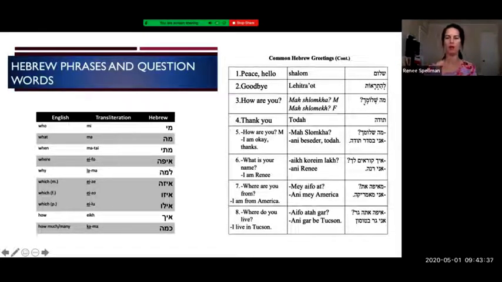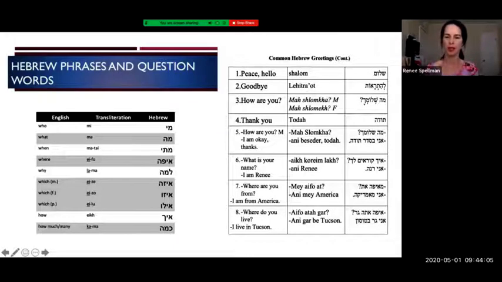How to say thank you, toda. So when you say toda, the person says bevakasha, like you're welcome. And then, number 5 through 8, I just have some mini kind of conversation. So if someone were to say, ma shlomcha, one could answer, ani beseder, toda. Beseder literally means okay, or, you know, I'm doing okay, doing good.